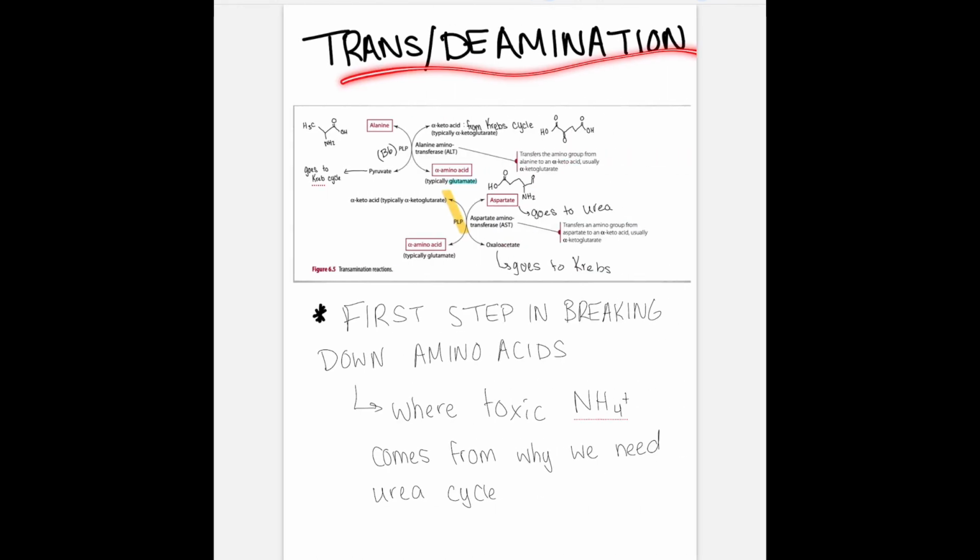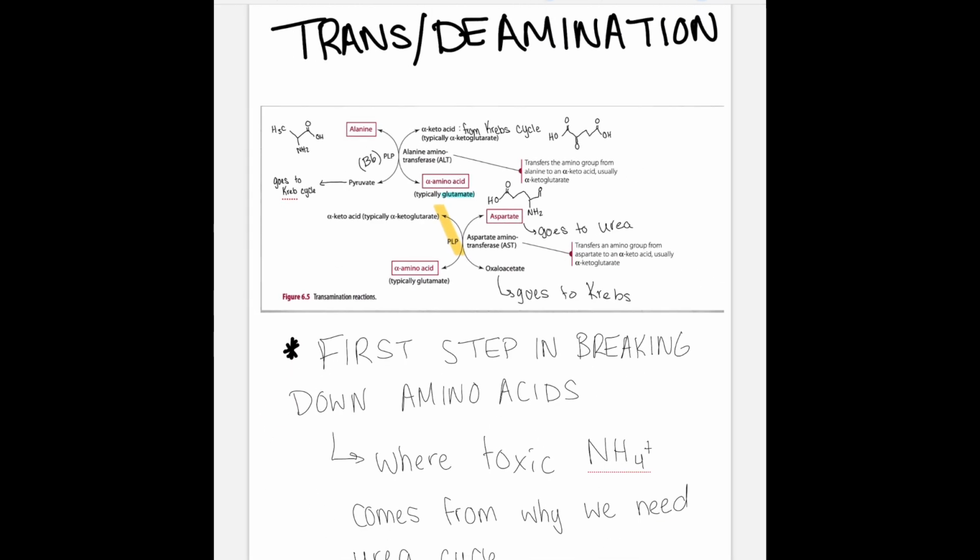Next, he talked about trans and deamination. These words kind of sound like what they mean. It means we can transfer, or D means to get rid of, an amino group. So these are just pictures of trans and deamination. We're either transferring the amino group from one amino acid to another, or one molecule to another, or we're just getting rid of it completely.